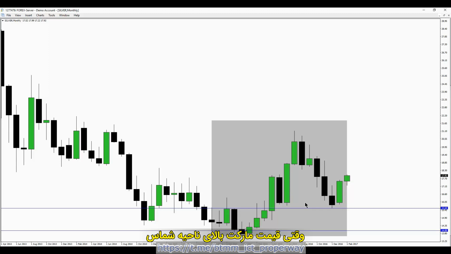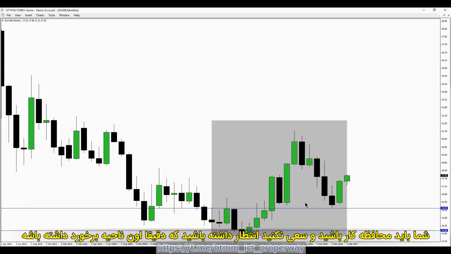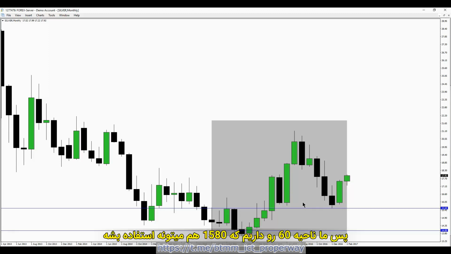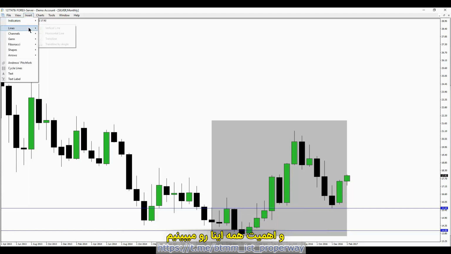When market price is above your level that you're looking for, you want to be conservative and try to not expect that exact level to be hit. So we're having the 60 level in here. It could be 1580. It could have been used as well, but nonetheless, we'll drop down into a weekly chart and see the importance of all that.